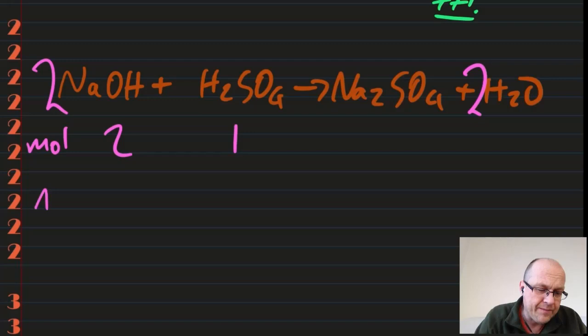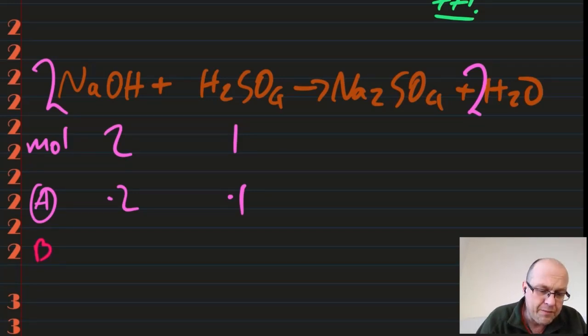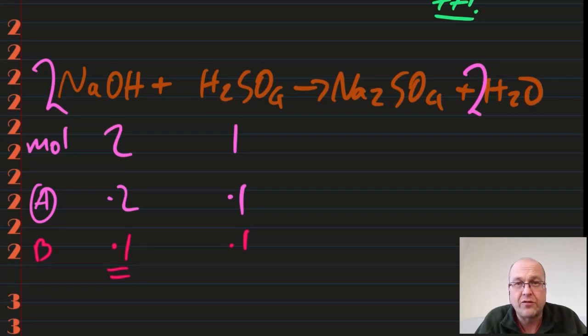So A, it's 0.2 to 0.1. So that's the correct ratio, 2 to 1. So there is no excess or limiting there. Looking at B, B's 0.1 to 0.1, and that's the answer. I need a ratio of 2 to 1, but there's only a 1 to 1 ratio here. So there's not enough sodium hydroxide. It's limiting. It would run out first. So the answer is 2B.